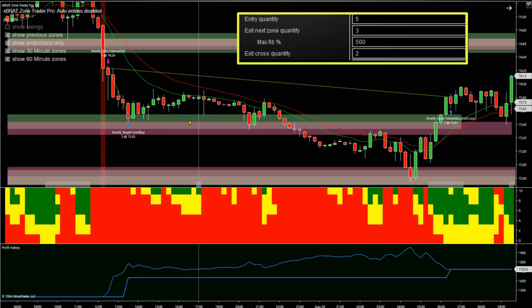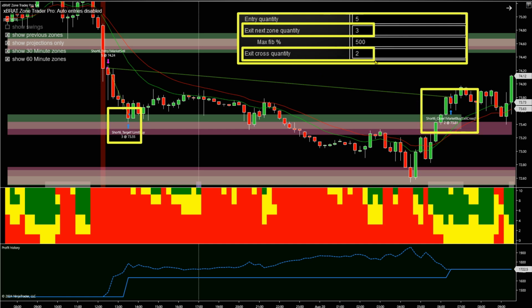This is another example here where we push through. In this case, we get a market sell. So if it's surpassed, we say, yes, take the trade from a market point of view. We can see that entry quantity is 5, exit at next zone is 3, hits that next zone, takes the other 3 off, and then max fib is 500. It doesn't reach that. So exit quantity on the cross is 2.